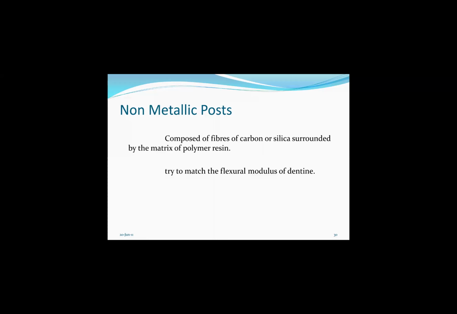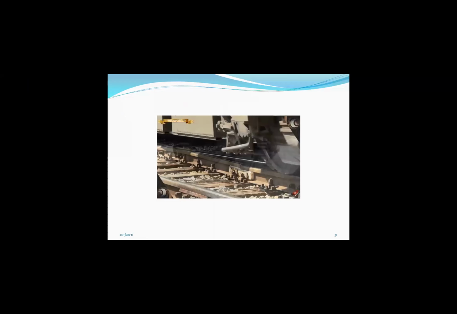Now they're much cheaper. So the non-metallic posts, if you remember the classification, are either the carbon fiber or the glass fiber post, which is surrounded by a matrix of polymer resins. It tries to match the flexural modulus or modulus of elasticity of dentine. That is the main advantage of a fiber post vis-a-vis a metal post. The modulus of elasticity is the closest to dentine or natural tooth, which is not the case with a metal post at all. Okay.